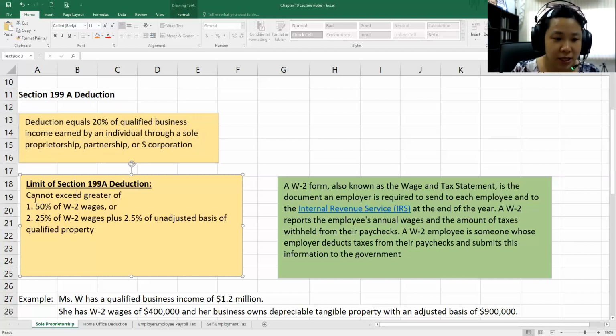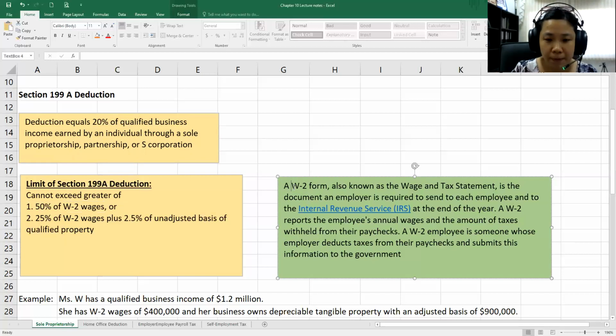The limitation is that it cannot exceed the greater of 50% of W2 wages, or 25% of W2 wages plus 2.5% of the unadjusted basis of qualified property. So it cannot exceed the greater of one of these. Now, the question is, what is W2 wages?